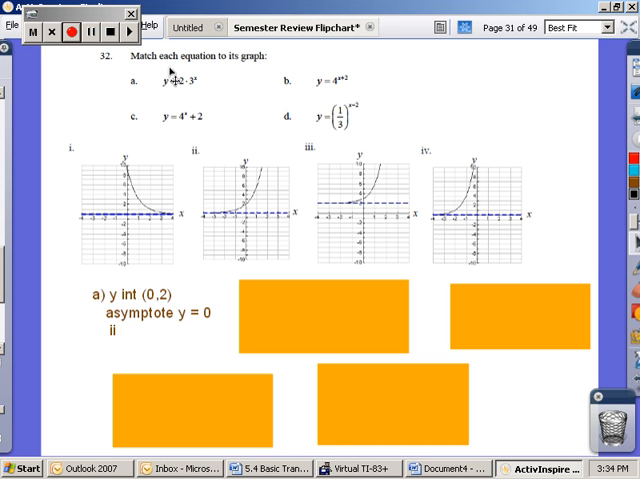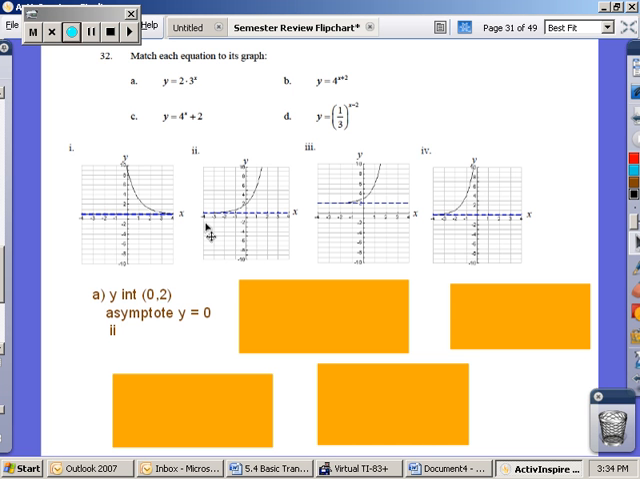My asymptote is always plus k. There is no k value here. There's no plus sign after the exponent. After the base to the exponent, there's no plus sign, so my asymptote is y equals 0. My base is greater than 1, so it's a growth.